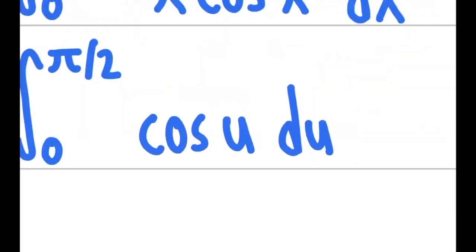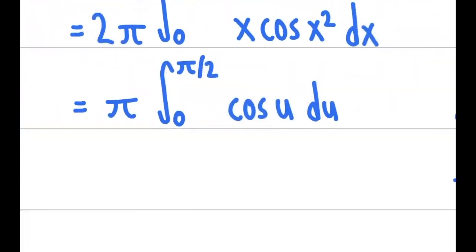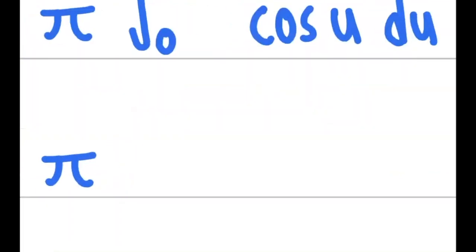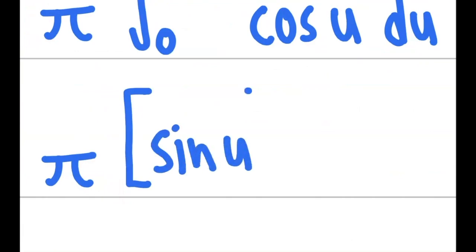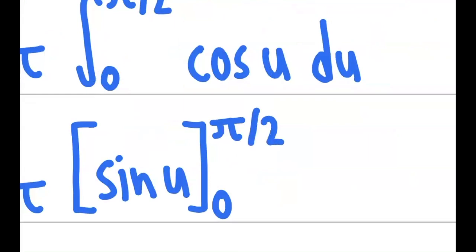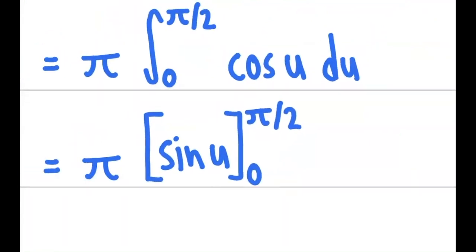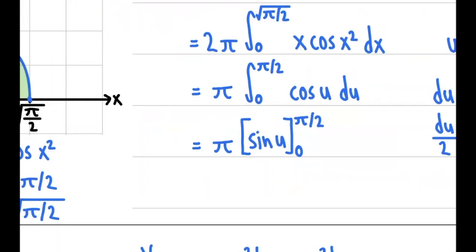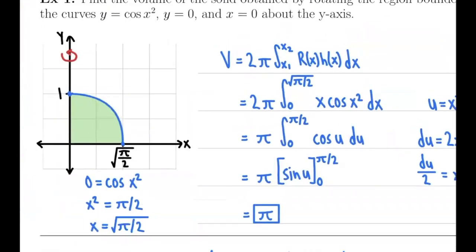Easy money. What's the integral of cosine? The integral of cosine is sine. Yes. So this is pi times sine of u. So we have to plug in pi over 2, plug in 0, and subtract. When you plug in pi over 2 for u, what's sine of pi over 2? 1. And then sine of 0 is 0. So we have pi times 1 minus 0. So it's just pi.